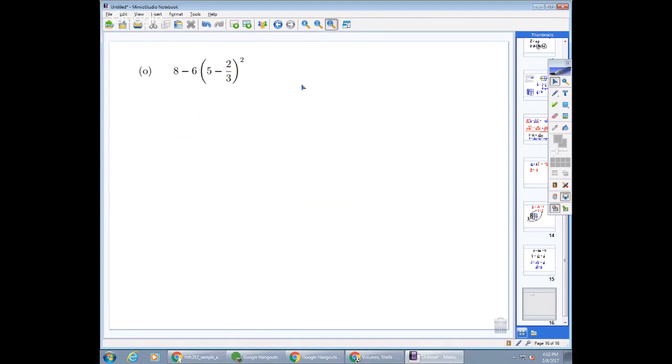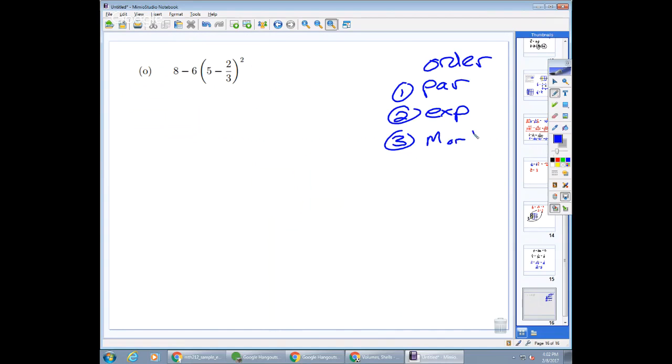All right, so reminder, order of operations. First step is parentheses. Second step is exponents. Third step is multiplication or division as you view it left to right. Fourth step, addition or subtraction as you view it left to right. So here, I have to go inside the parentheses first and figure out what is 5 minus 2/3. So I would view that as 5 over 1 minus 2 over 3.